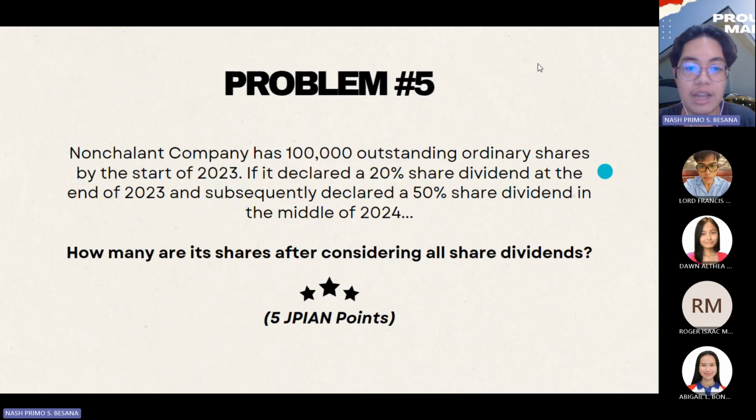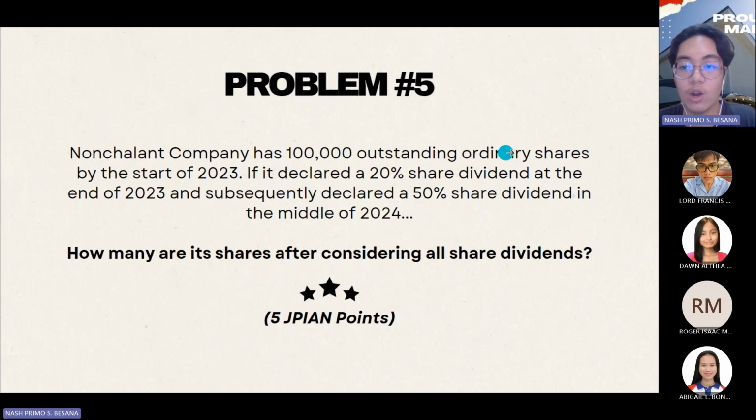Yan, Nonchalant company has 100,000 outstanding ordinary shares by the start of 2023. If it declared a 20% share dividend at the end of 2023 and subsequently declared a 50% share dividend in the middle of 2024, how many are its shares after considering all share dividends? So, ang tinatanong dito is not kung magkano yung shares distributable, but rather ilan na yung total shares niya after niya mag-issue ng dalawang share dividends.